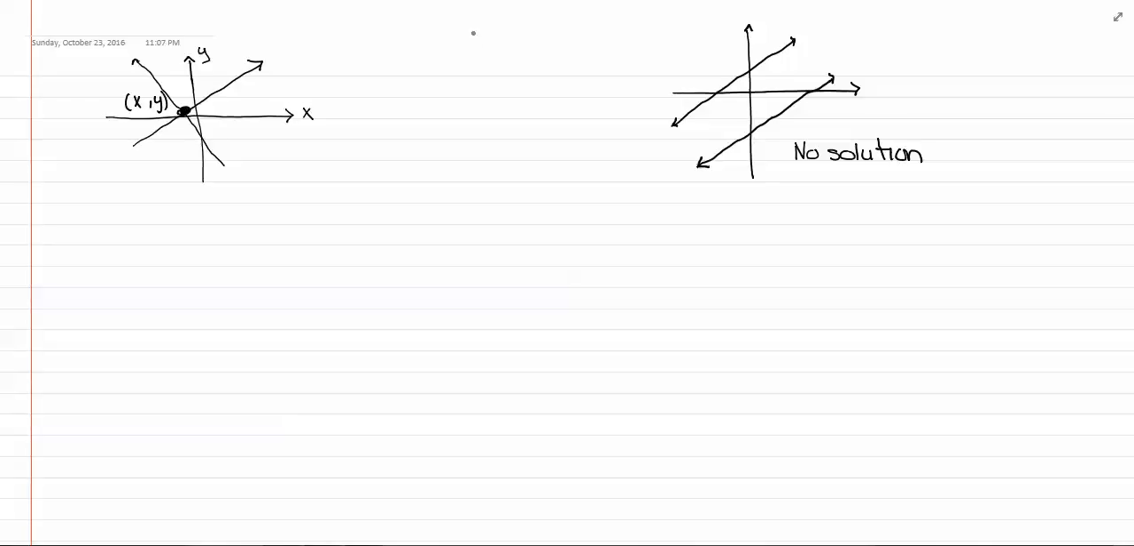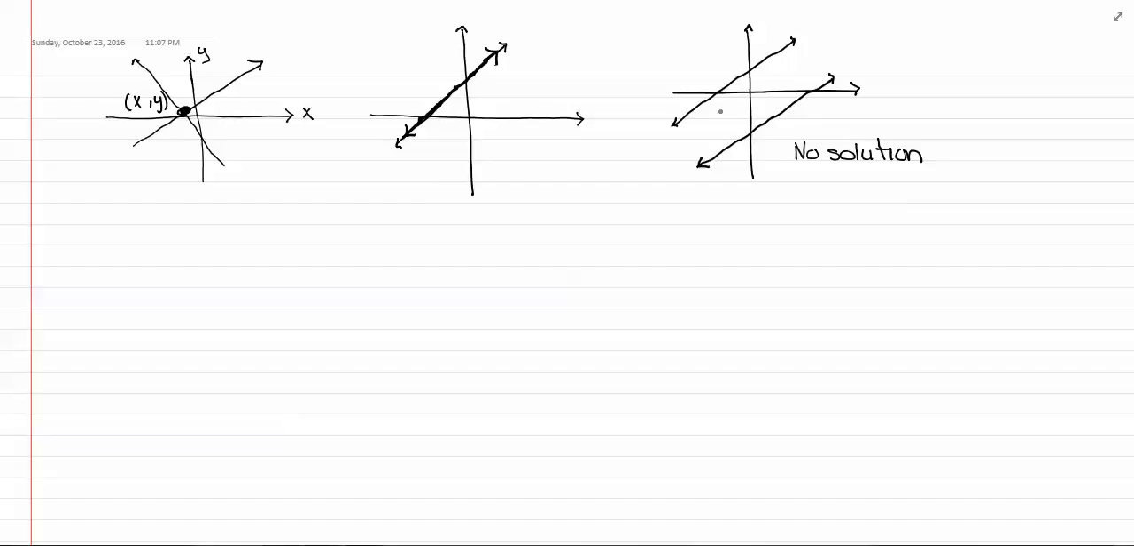The last way that they can interact is if one line actually sits on top of another line. And in fact, all you would see is just one line. But they would have a lot of different points in common. All of these points would be common solutions. So those are the three different ways that two lines can interact with each other.